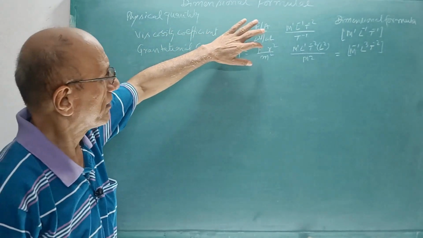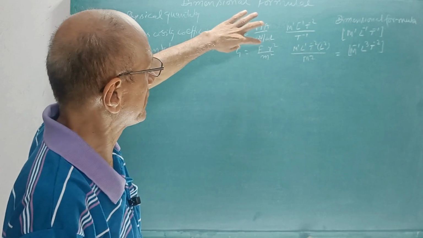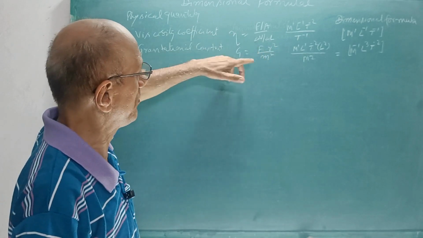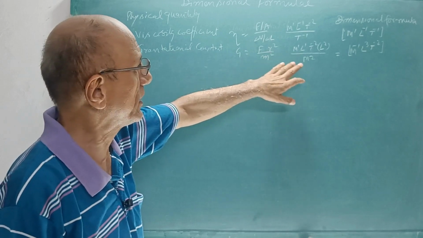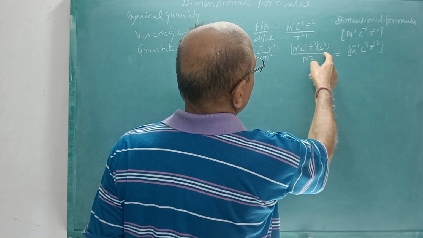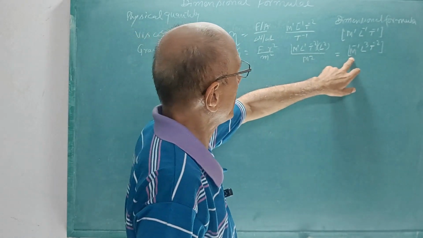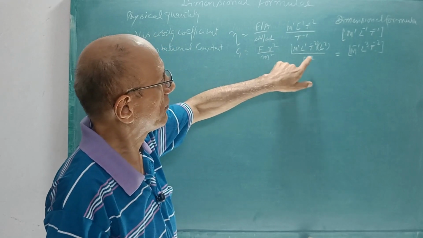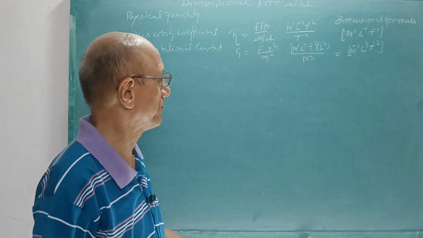constant. Because according to Newton's gravitational force, F is equal to G M1 M2 upon R square. So G will become F into R square divided by M1 M2, that means M square. So here force is M1 L1 T minus 2 into L2 divided by M square. So here M minus 1 L3 T minus 2, because M1 divided by M2 gives minus 1.